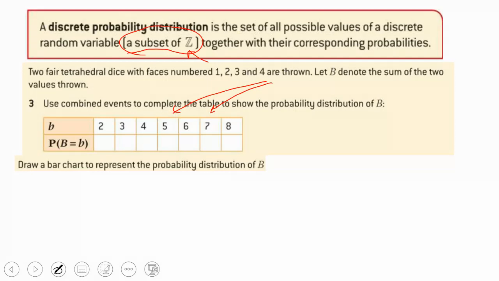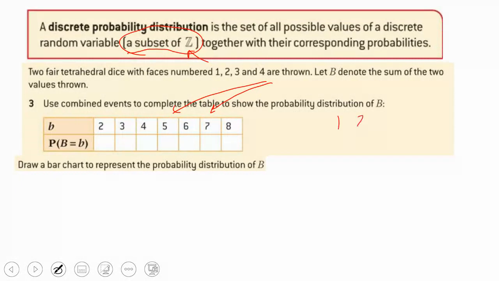So we have two fair tetrahedral dice. So these are four-sided dice. They look like little pyramids. And they have the numbers 1, 2, 3, and 4. Let B denote the sum of the two values thrown. So we get the values from 2 to 8. And we want to complete the probability table.